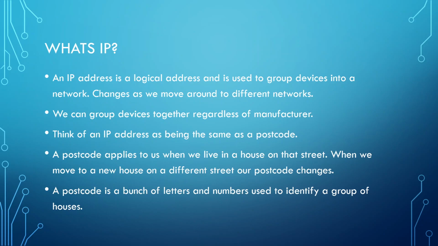So a postcode applies to us when we live in a house on that street. A postcode identifies a group of houses that are in the same area, in the same street. It's similar to an IP address. It identifies a single device within that network. So again, grouping devices. Essentially it says that you can reach the devices with these IP addresses by going to this network. However, when we move to a new house on a different street, our postcode changes.